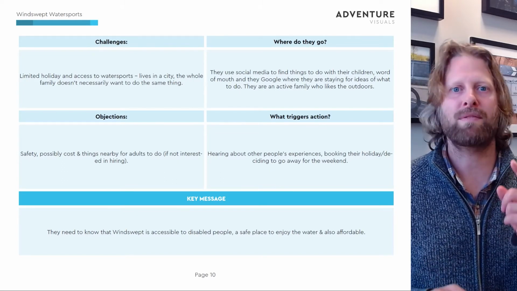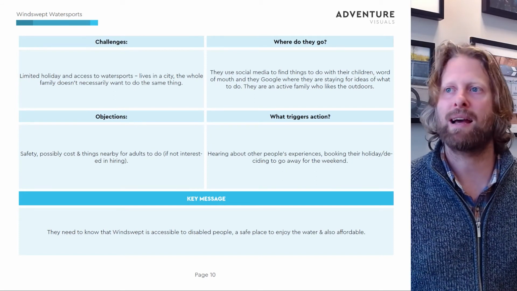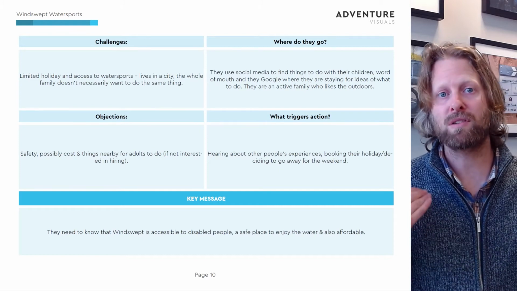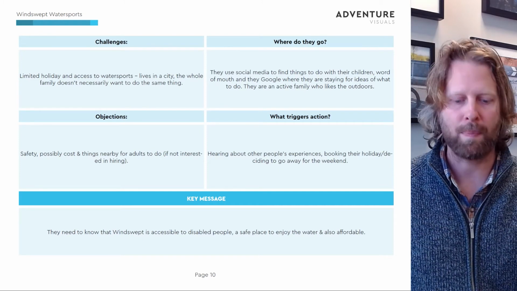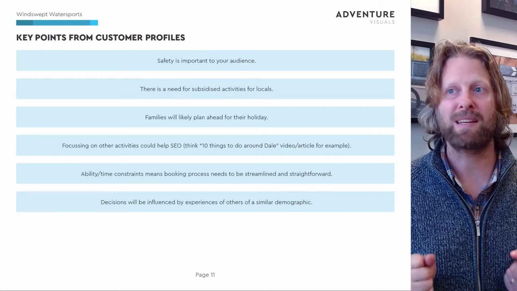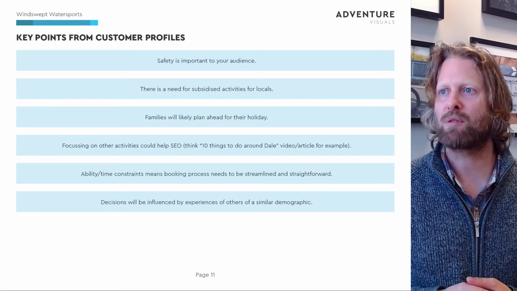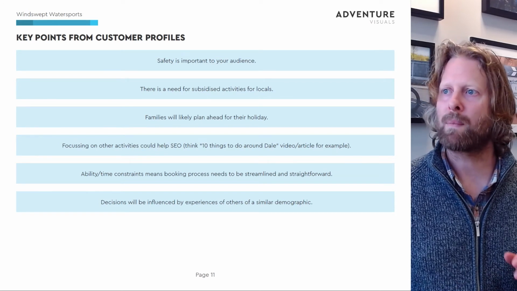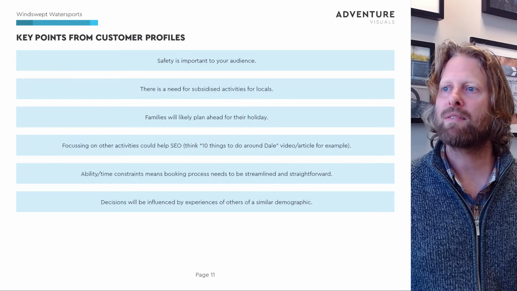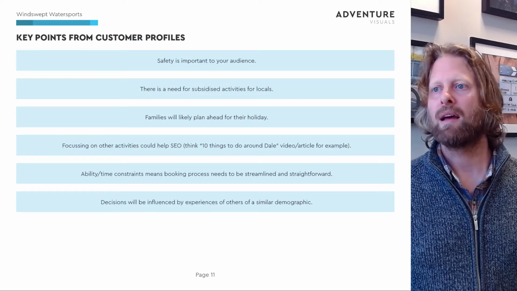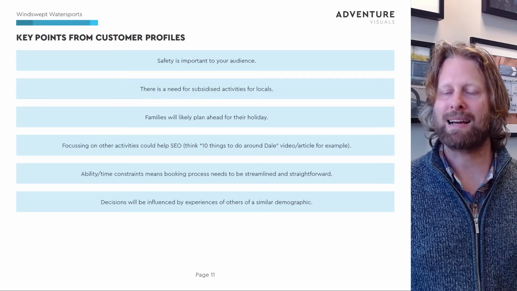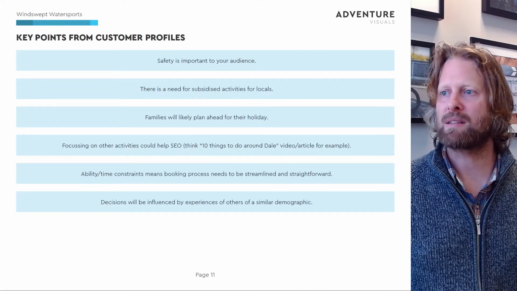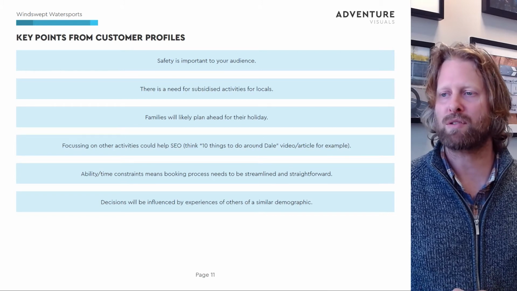So that's just one avatar, and in this particular case we had 3 different avatars that we were looking at, and from those 3 we get different information. We then can extrapolate some key messages, some key points from those profiles. So in this case we got safety is important to the entire audience, there's a need for subsidised activities, families will likely plan ahead for their holiday, focusing on other activities could help with SEO. Ability and time constraints means the booking process needs to be streamlined and straightforward.